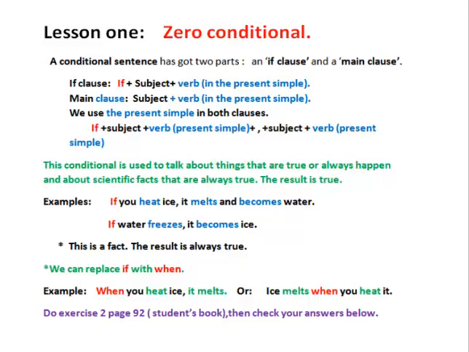We could also start the sentence with the main clause. We can start with the subject, the verb in the present simple, and if, and subject and the verb in the present simple too. And when we start with the main clause, we don't need the comma. We use the comma only when we start with the if clause.